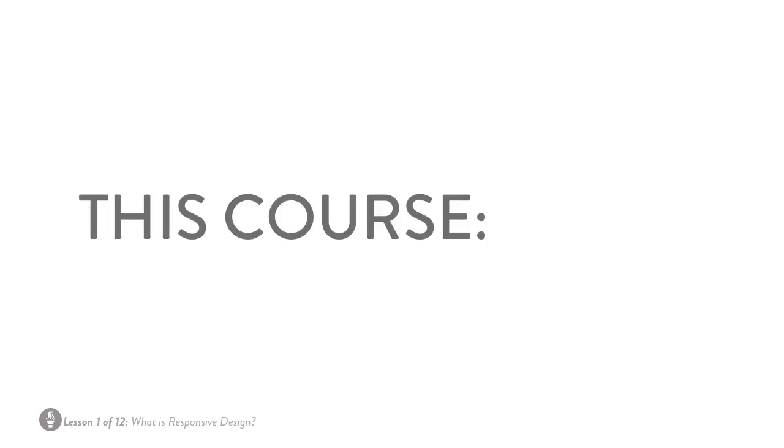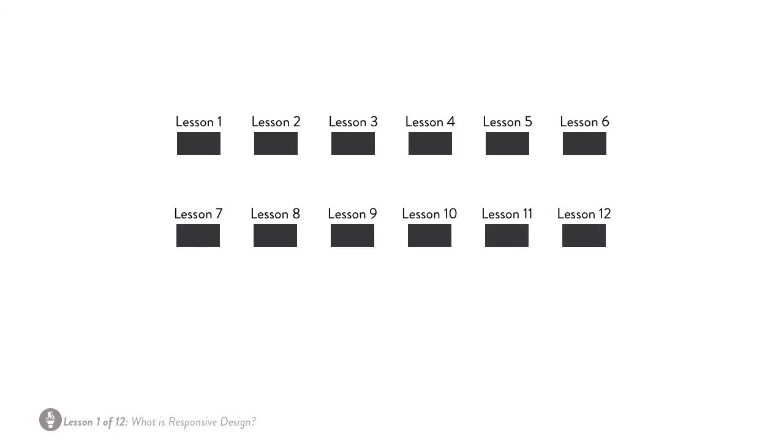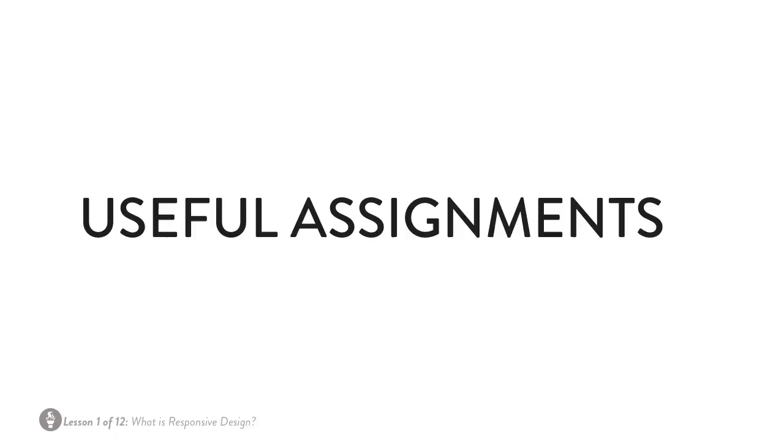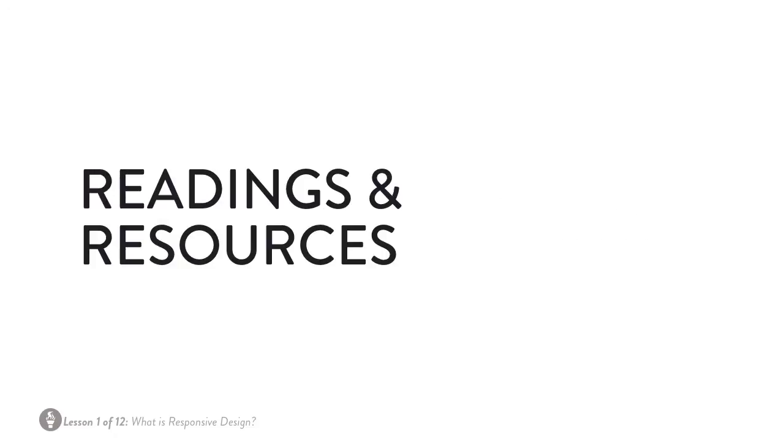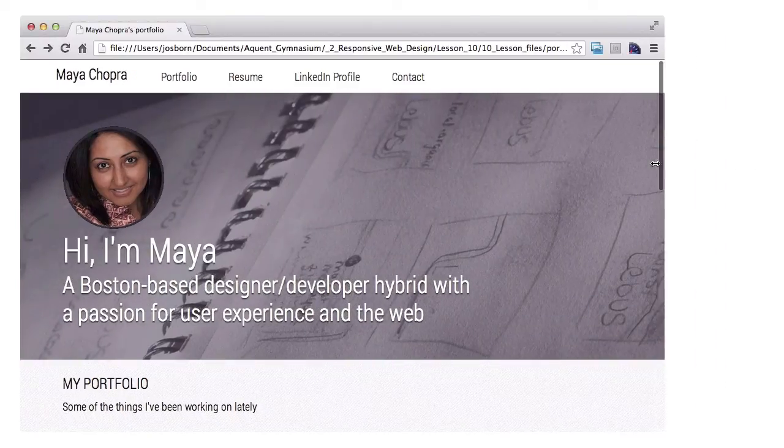Let's dive a little deeper into what this course offers. So this course is going to have 12 different lessons. We're currently obviously in lesson 1. Each of these lessons will have useful assignments, readings, and resources for you to explore these concepts further. And you'll be building what we feel is a very important project, which is a portfolio site. So let's just take a quick look at what you'll be building.